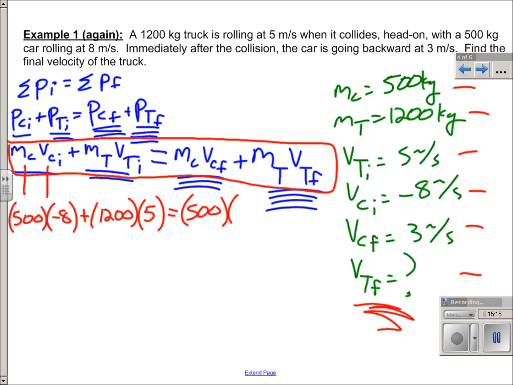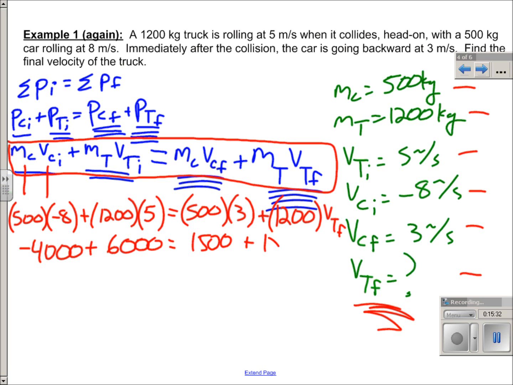Velocity of the car final is 3, plus mass of the truck, 1,200, times velocity of the truck final. And solve it. It's just algebra. So you're going to get -4,000 plus 6,000 equals 1,500 plus 1,200 VF.